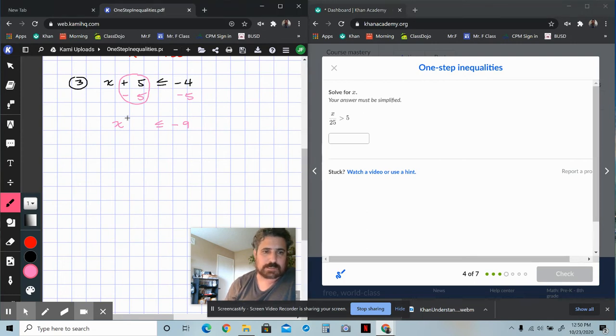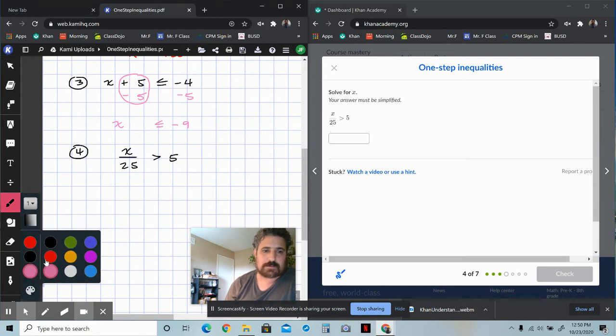Okay, on this problem, once again, we don't have to remember to switch anything. It's no multiplying or dividing by negative. It's pretty straightforward. So it's x over 25 is greater than 5. All you're going to undo is divide by 25. So you're going to multiply both sides of your equation by 25.